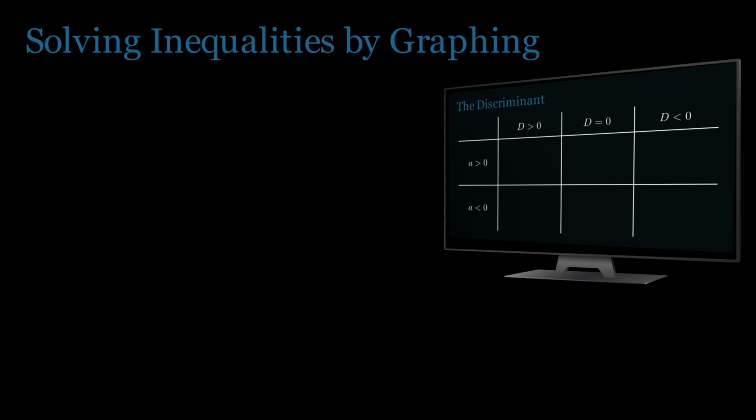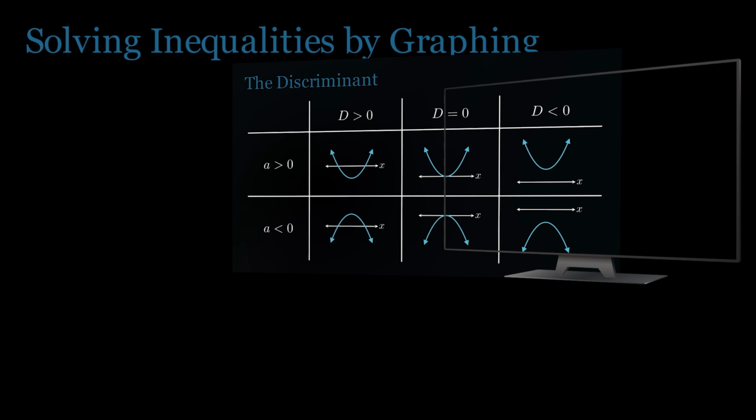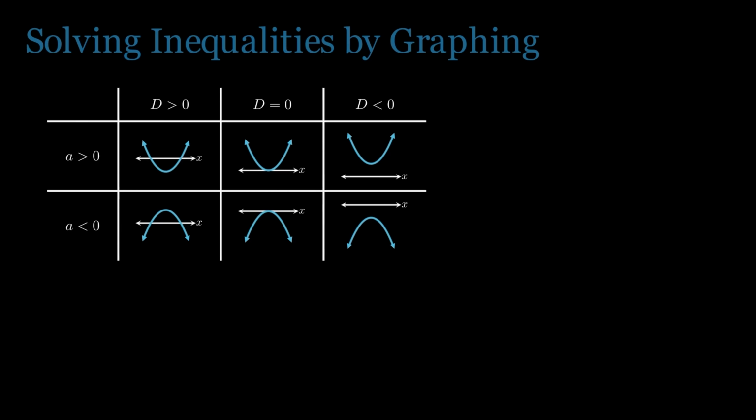There were 6 cases depending on the sign of the leading coefficient and also the sign of the discriminant. A positive leading coefficient meant that the parabola will open up, and negative leading coefficient meant that the parabola will open down. If the discriminant was positive, there were 2 x-intercepts. If the discriminant was 0, there was only 1 x-intercept. And if the discriminant was less than 0, there were no x-intercepts.